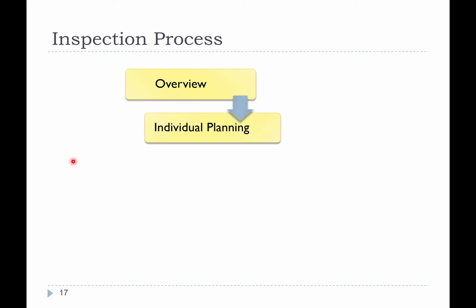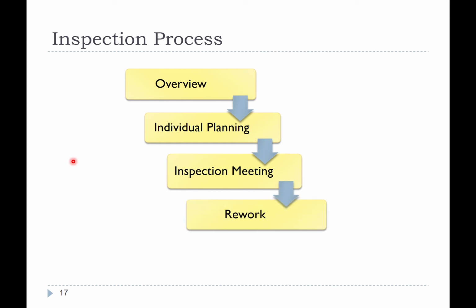The inspection process has different phases: the overview, then individual planning, the actual meeting happening, and after the meeting we decide on any rework, and if absolutely necessary, we can do another follow-up. So let's take a look at each one of these 5 different phases.